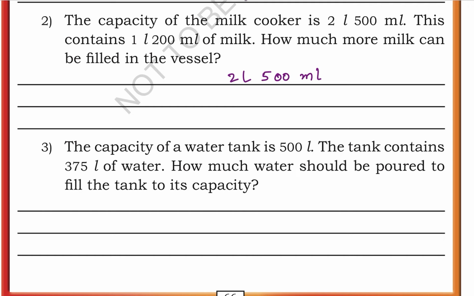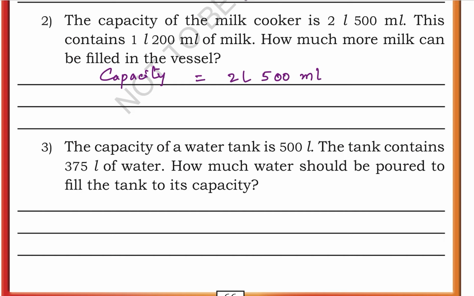This contains capacity. I have explained about capacity in the first class itself. The capacity is 2 liter 500 milliliter, that is the total capacity a cooker can be filled. 2 liter 500 milliliter.